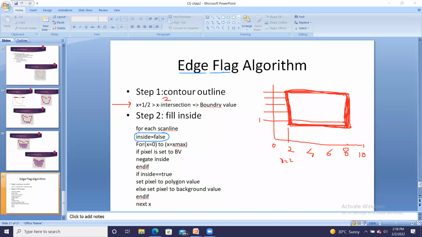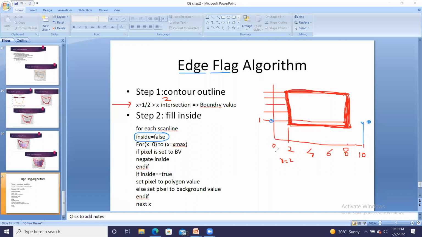Which flag is used here? There is a variable named inside. Inside is acting as a flag which is first set to the false value. So first, inside is set equal to false. Then X is equal to 0 to X max, that is, from this point, the 0 point, up to X max, where the maximum value, suppose, is 10.